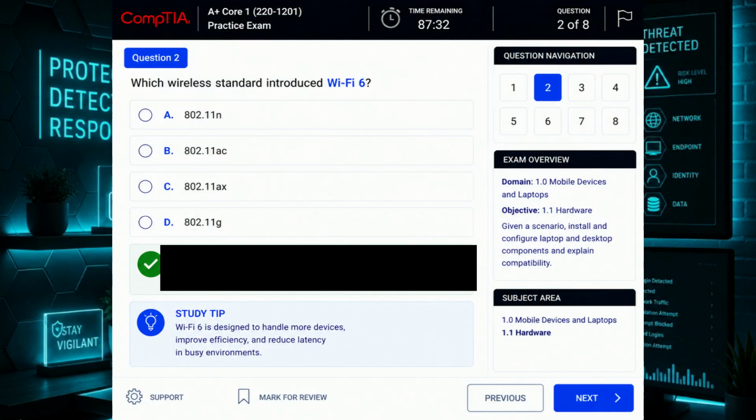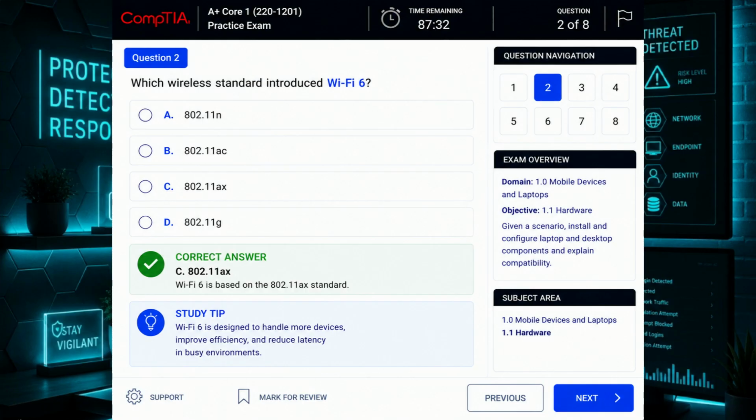Question 2. Which wireless standard introduced Wi-Fi 6? 802.11n, 802.11ac, AX, or G? The answer is C, 802.11ax. Again, for your test, you might just want to memorize as much as you can on a little cheat sheet and then try to verbal vomit all over that page. Make sure you do this before you hit start on your exam. Some testing centers may be kind of against it, but I've never ran into a problem.